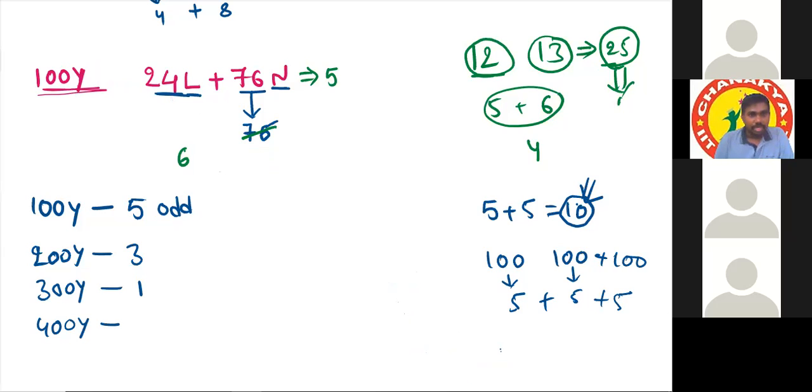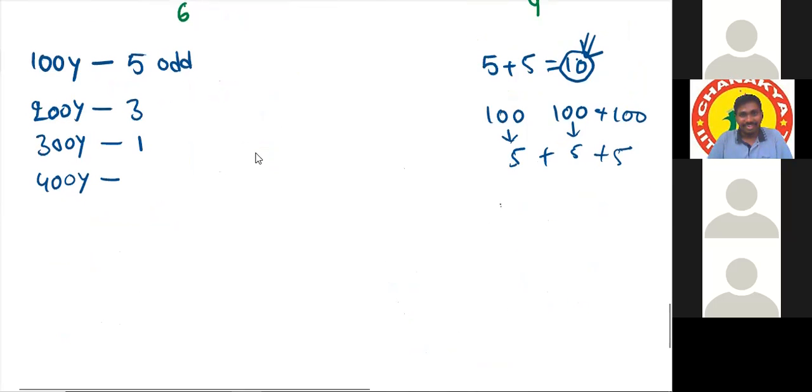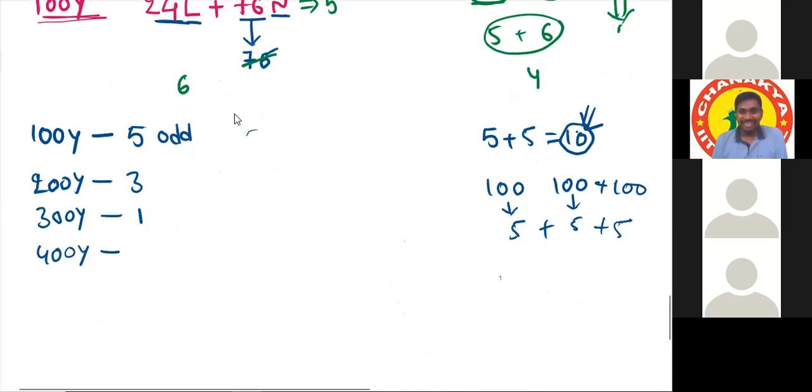Tell how it is 400. Sir, it will be 0, because 400 is a leap year. Very good. If I give time, you are identifying that. Then first 100 years is 5, correct? Second 100 years, it is 5. In third 100 years, it will be 5.